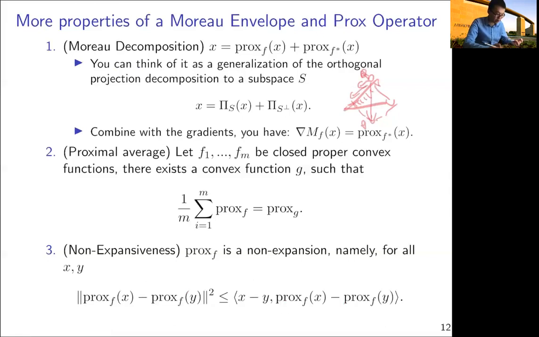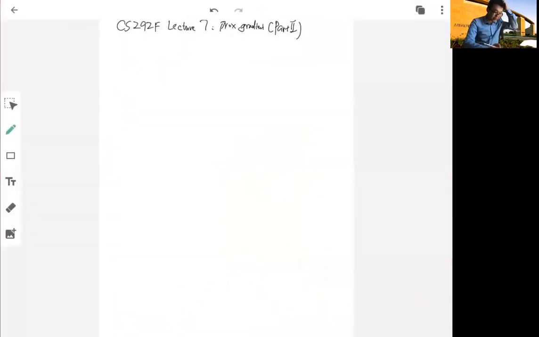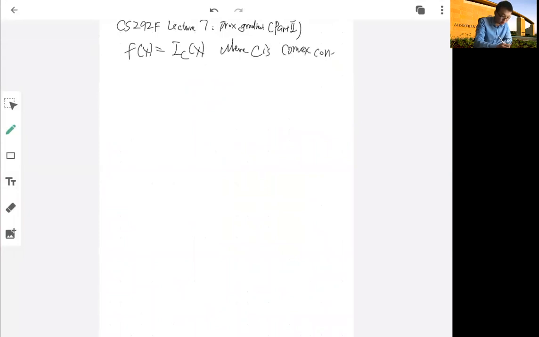I'll give an example in this additional note to show you how this could be meaningful even in the cases when this f is an indicator function. So let's say f of x is an indicator function where C is, instead of a subspace, now let's consider a convex cone. Let's consider a convex cone with a pointy end at the origin.